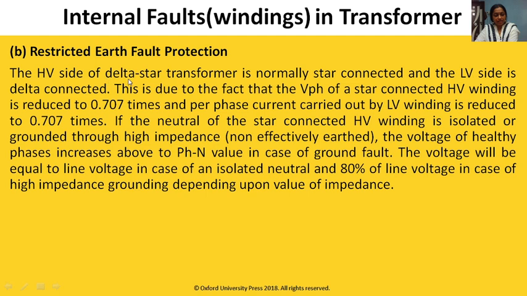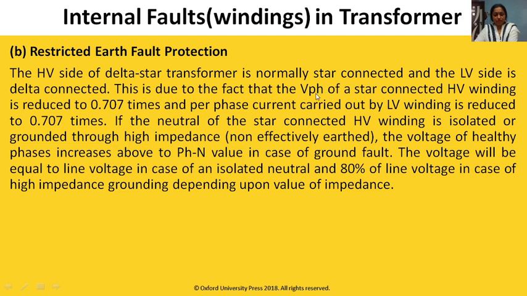We are using different types of connection: star star connection, star delta connection, delta star connection, delta delta connection. Okay, so these connections we are using in power transformer. Generally we are using delta star and star delta. The high voltage side of delta star transformer is normally star connected, and low voltage side is delta connected.